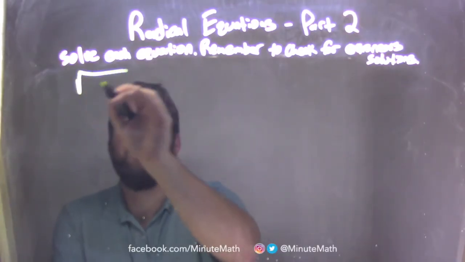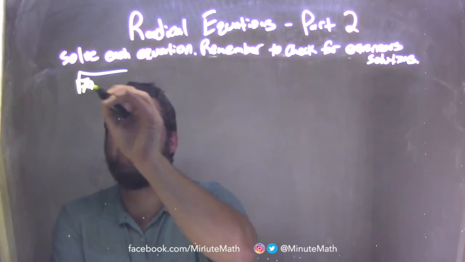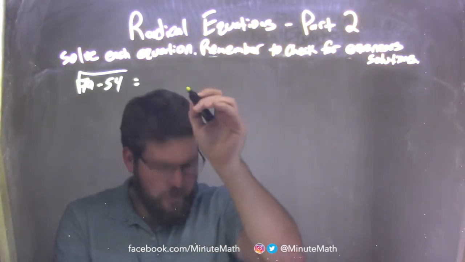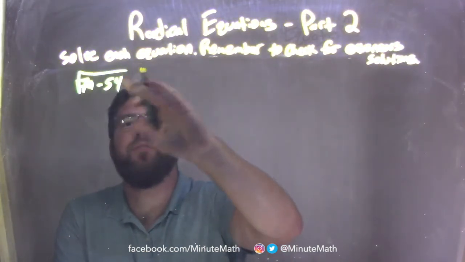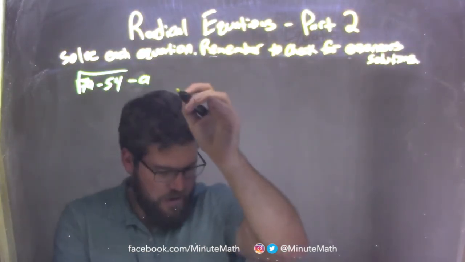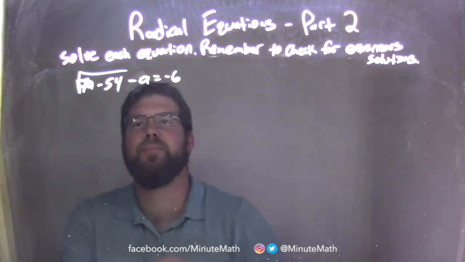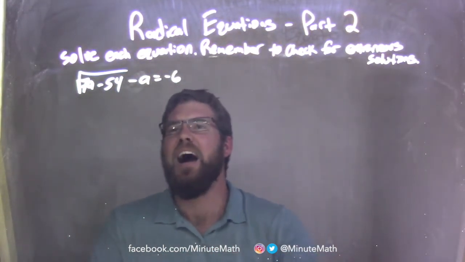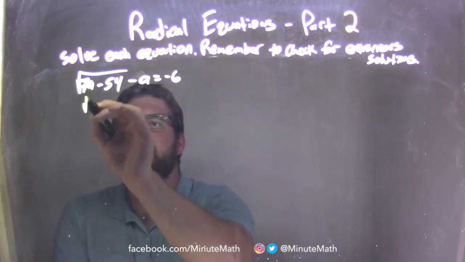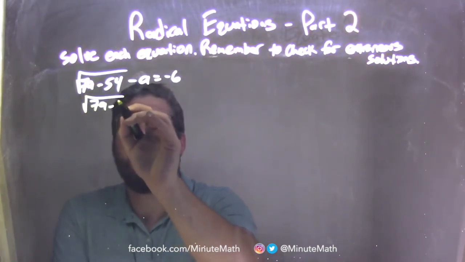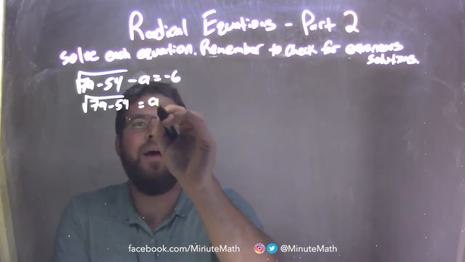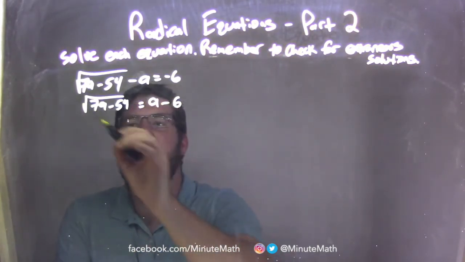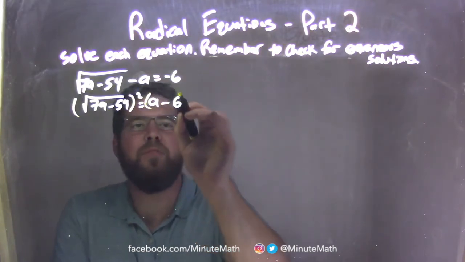Square root of 7a minus 54 equals, minus an a, I get ahead of myself too much. Minus an a equals negative 6. That's it. I made it sound like there's something more, but there's not. I'm going to add an a to both sides, leaving me with the square root of 7a minus 54 equals positive a, minus 6. Then I'm going to square both sides and eliminate that square root.